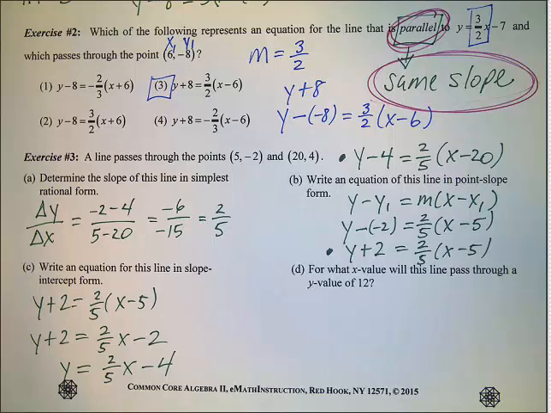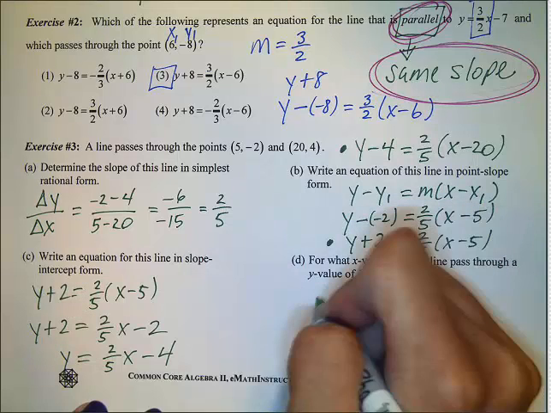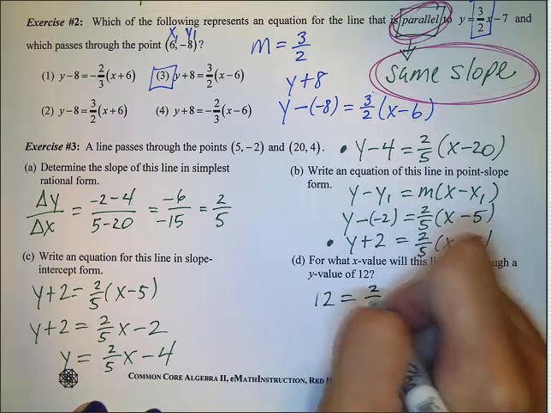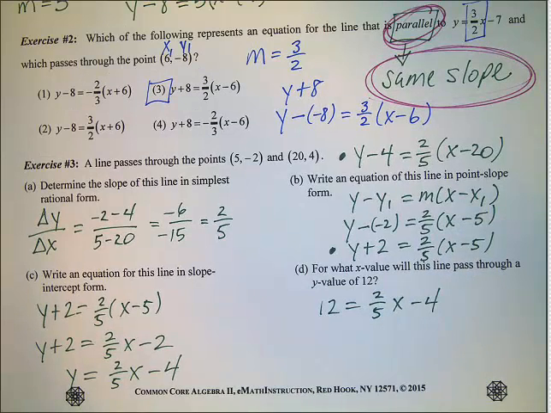And for part D, for what x value will this line pass through the y value of 12? So the y value is 12. I'm going to put 12 in for y, and I'm going to solve for x. I could use my technology and put this 2/5 x minus 4 into a graph and look at the table for where the y value is 12, or I could do the algebra.